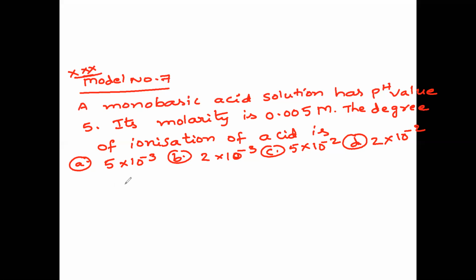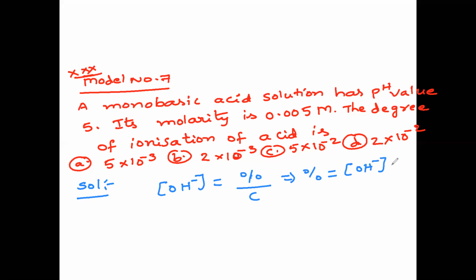The formula for this is a very short formula I'm giving. You can just see the solution I'm writing here. Please note it down. This is an important formula. So concentration of OH minus is equal to alpha by C, that is degree of dissociation, which implies alpha is equal to concentration of OH minus into C.